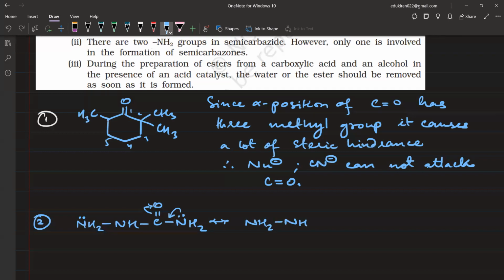NH2, NH, C, O negative, double bond NH2 positive. Okay. So now, since this nitrogen's lone pair electron is not localized, it is not available for the attack. Can all of you see that? Yes or no? Please tell me.